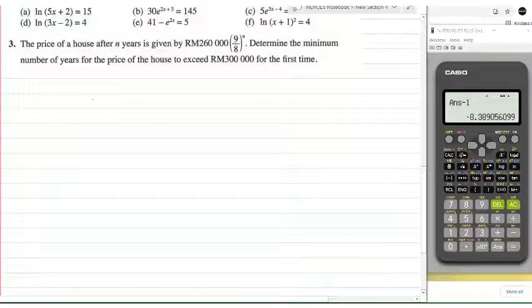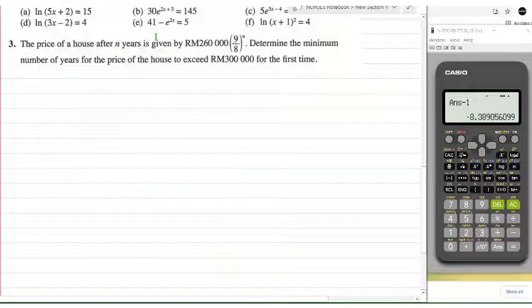Okay, here is a solving problem. The price of a house after n years is given by equation 260,000 in bracket 9/8 power n. Determine the minimum number of years for the price of the house to exceed 300,000 ringgit for the first time. Okay, minimum number of years. Now we want to get value of what? Value of n.